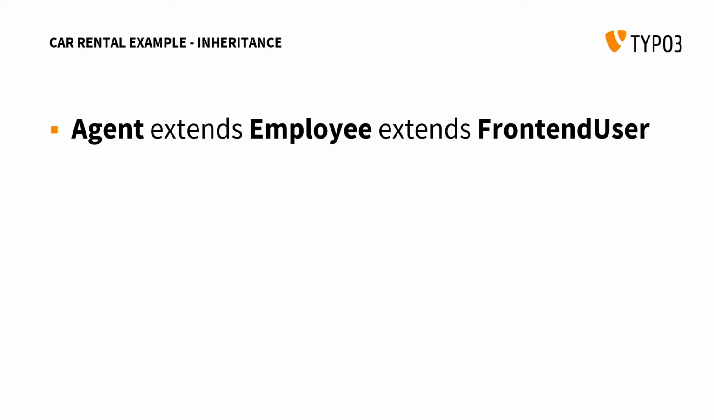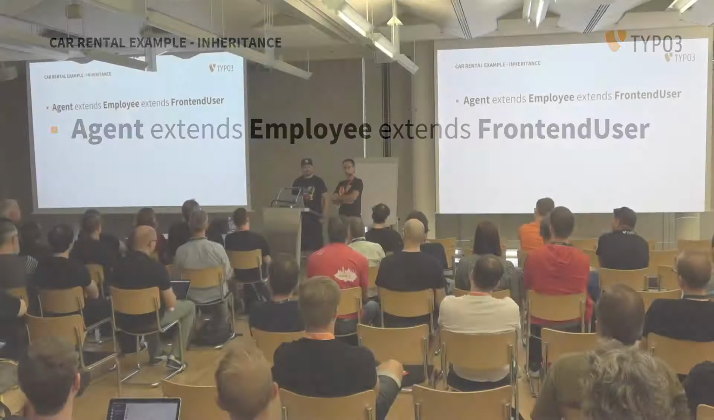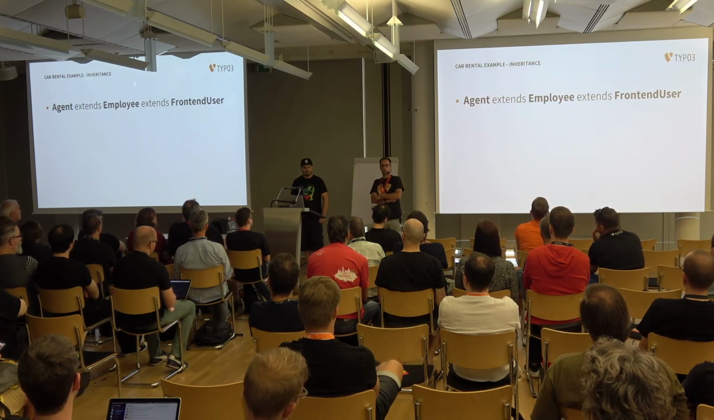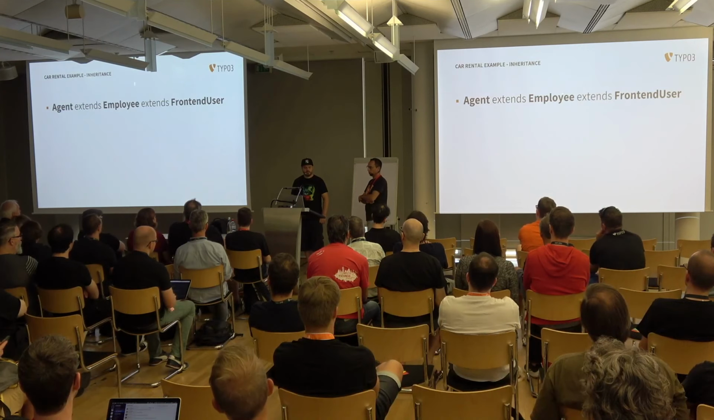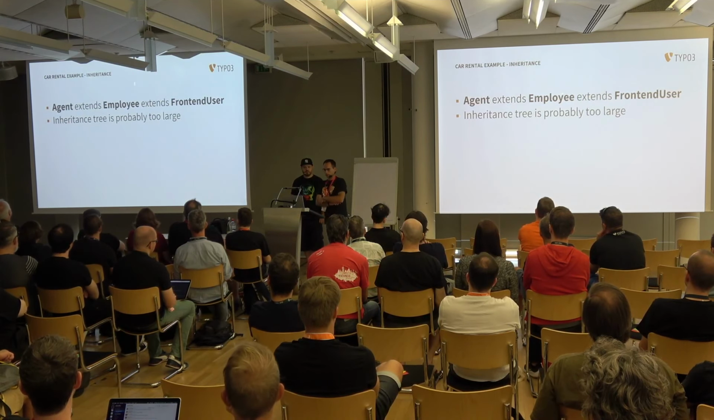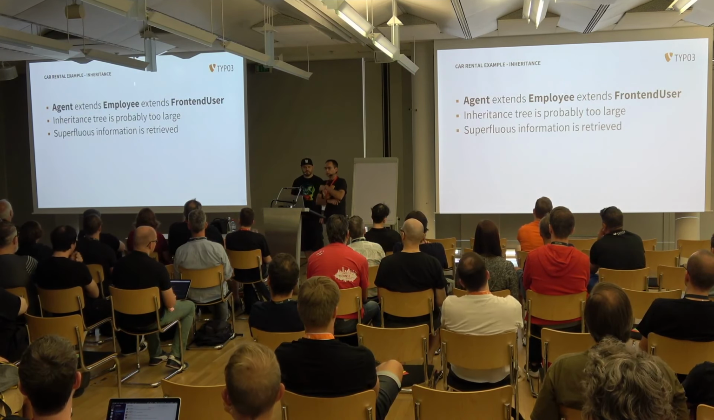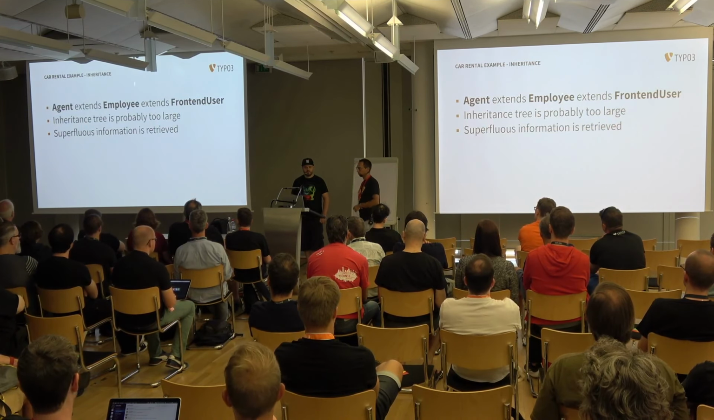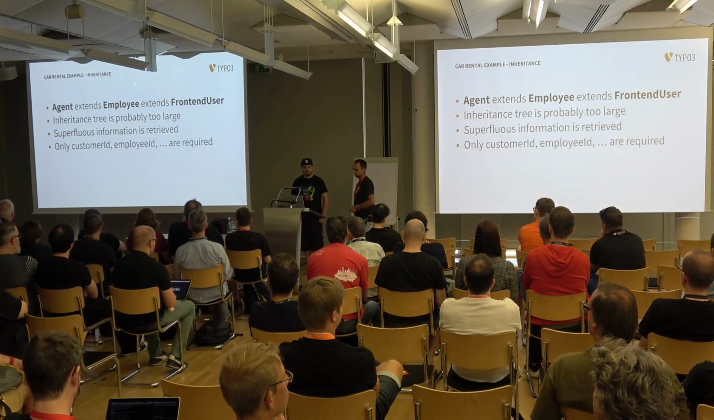Next part is about inheritance. As I mentioned earlier, there's an agent which extends an employee object, which extends from front-end user. That means that basically in your view, you would also have the username and the password available. You could use them, but probably for your rental application, you don't need them in your view. The idea here is to get rid of that, because there's too much superfluous information that is put into your view and that is available in your application.